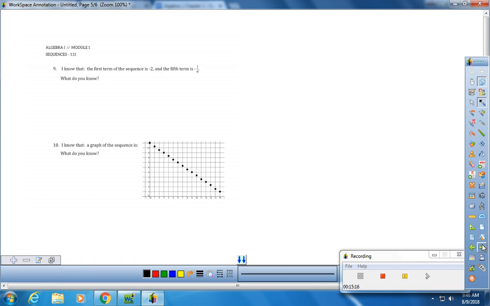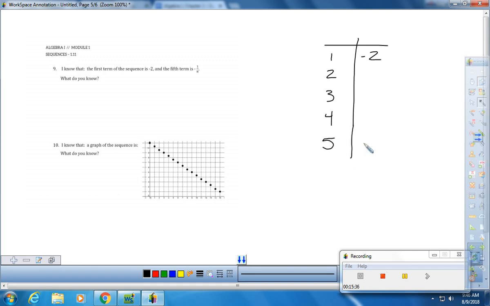All right, last round. First term is negative 2, and the fifth term is negative 1/8. Negative 1/8. First term, negative 2. Second term, third term, fourth term. The fifth term is negative 1/8. Well, let's see. We've got a blank here and a blank here and a blank here. I don't think this is going to be a common difference. I think this is going to be a ratio.